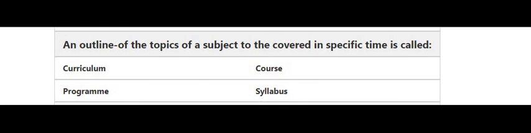An outline of the topics of a subject to be covered in a specific time is called: curriculum, course, program, syllabus? Correct answer is syllabus. Syllabus is the outline of topics of subjects to be covered in a specific time.